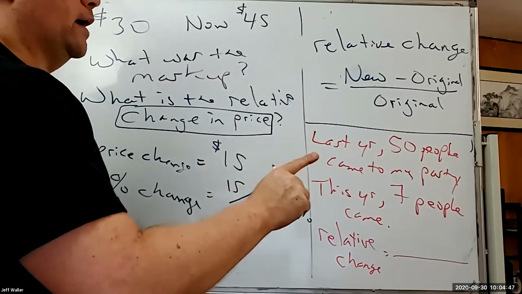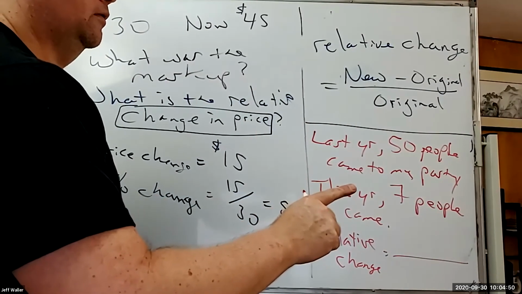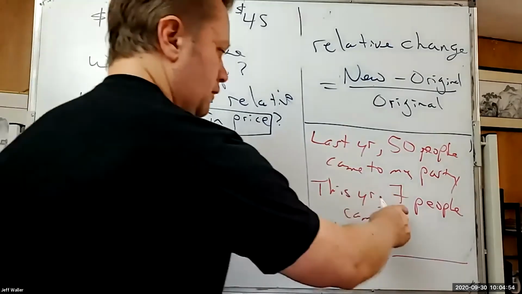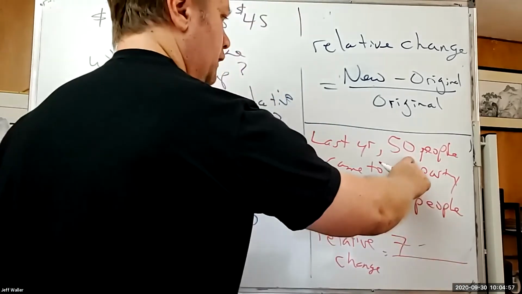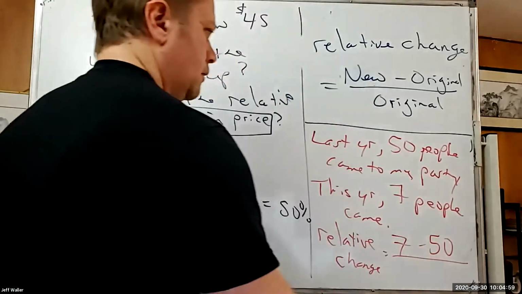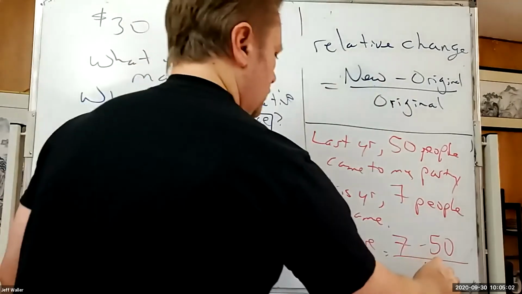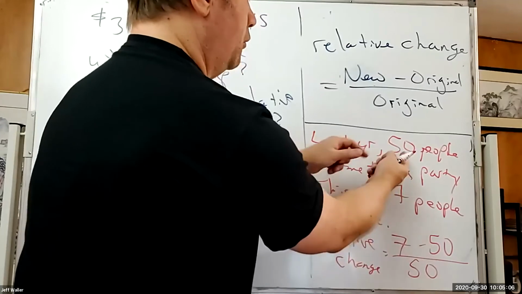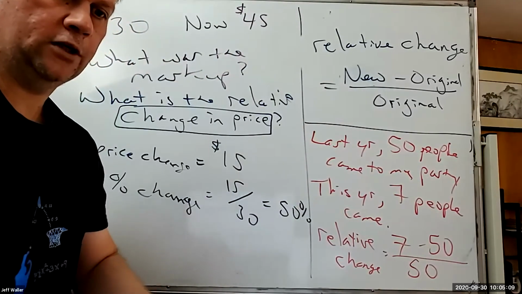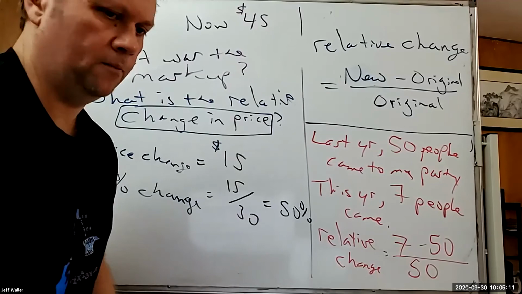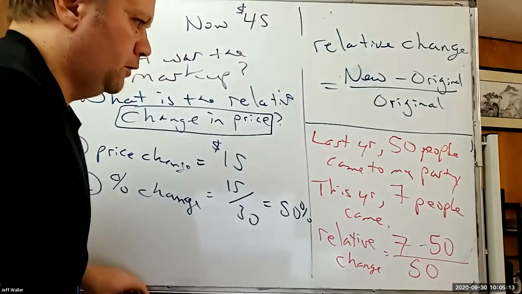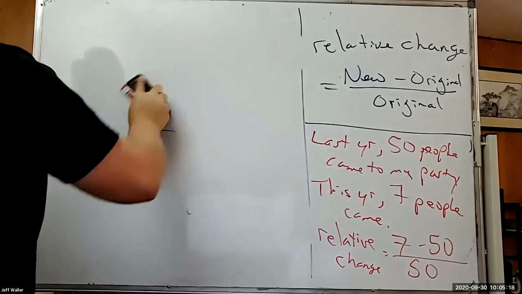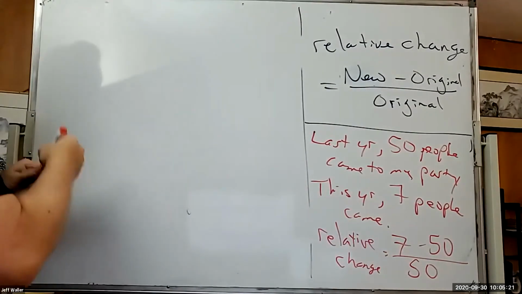So what's the new value? 7. 7 minus the original value divided by the original value. So how much did it change by divided by where did I start? So I started at 50 last year and I want to see how I got to where I am this year. So let me do that up here. So of course, what do you get when you do that? 7 minus 50.